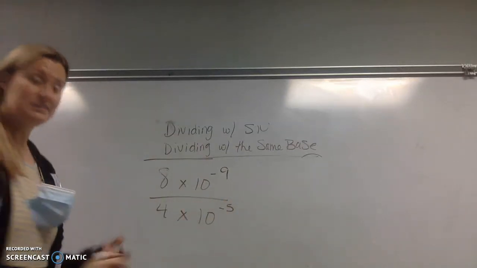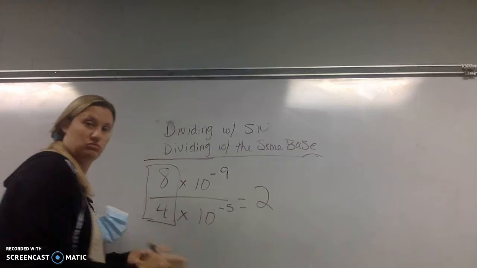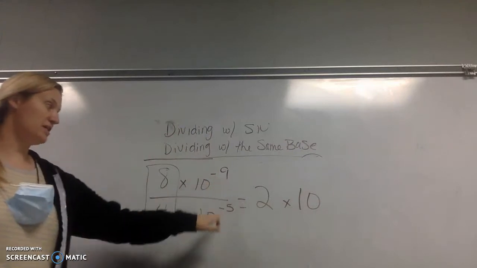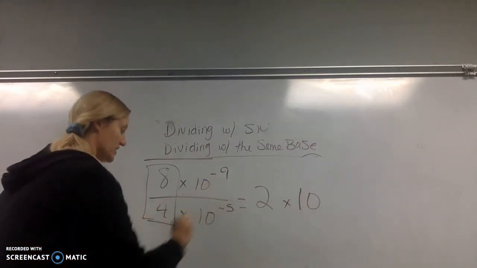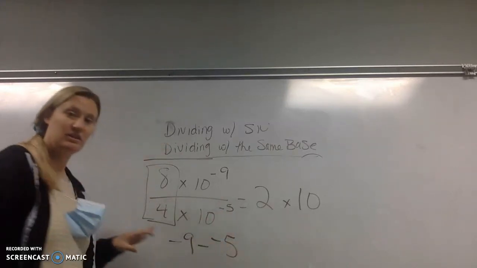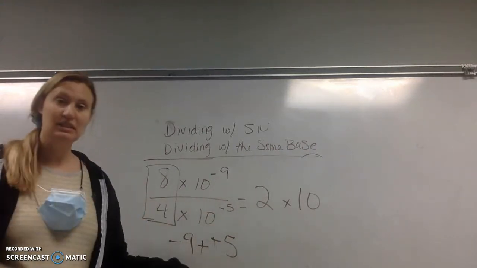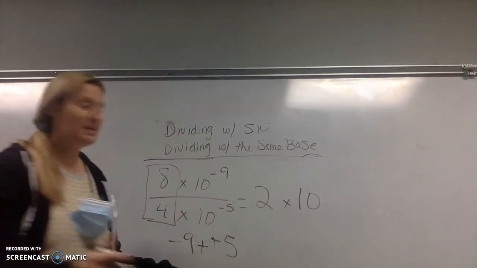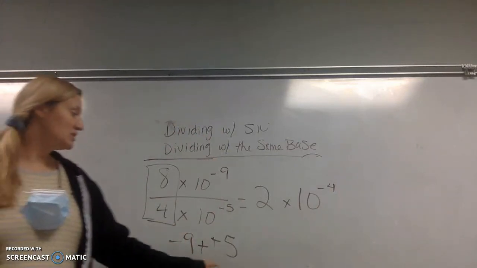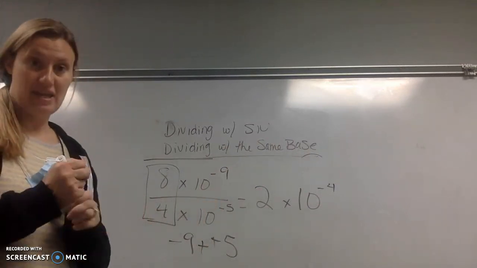Okay, so again, divide those first. 8 divided by 4 is 2 times. Keep the base. And then I'm going to subtract my exponents, but be careful because what I'm doing is taking negative 9 minus negative 5. Okay, so be careful if you're subtracting with a negative that actually is addition. Subtracting negative 5 is the same thing as adding 5, so this is actually a negative 4 here. So just be careful when you're subtracting with negatives that you're understanding subtracting a negative is the same thing as adding. So we actually get negative 4 for that answer.